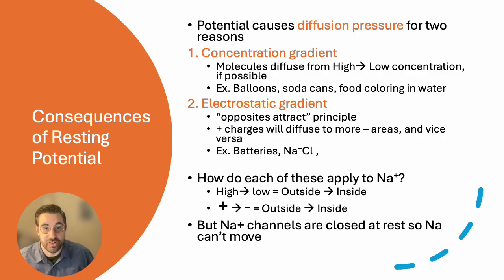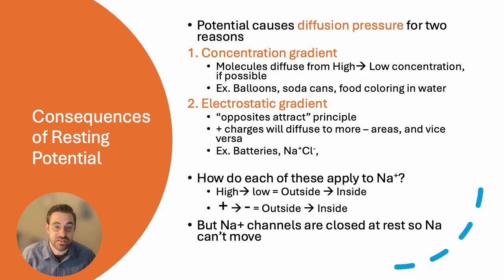You know, table salt is NaCl, right? Table salt is a really simple chemical compound that's formed very easily because you've got a positive charge and a negative charge. They pull together, they create table salt. Okay? So we got concentration and opposites attract, electrostatic gradient.